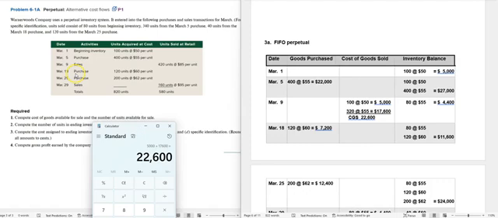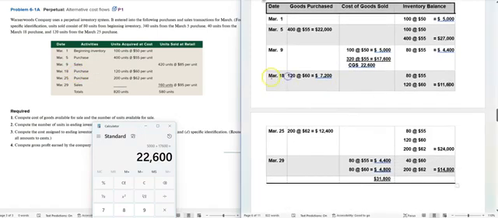On March 18th, we made another purchase. We added 120 at $60 a piece to our inventory. We still have the 80 at 55. We've now added 120 at 60, increasing our inventory balance.